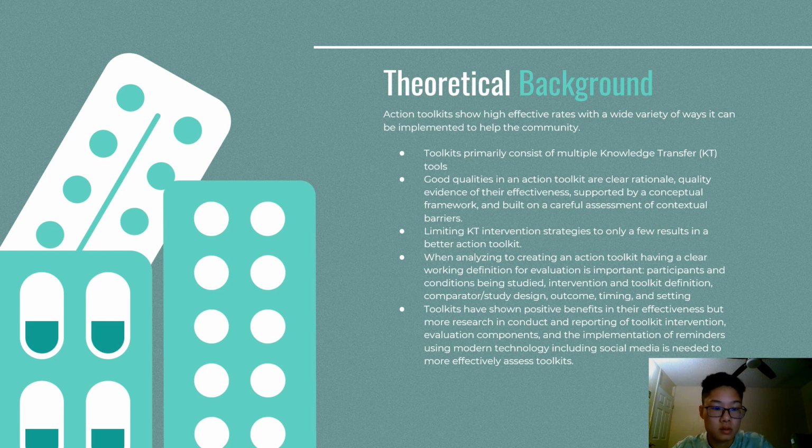What makes a good toolkit? Number 1, a description of their purpose. Number 2, components that are rigorously developed and backed by high-quality evidence. Number 3, comprehensive delivery methods and implementation processes. Number 4, a rigorous evaluation plan and study design that can help explain change.